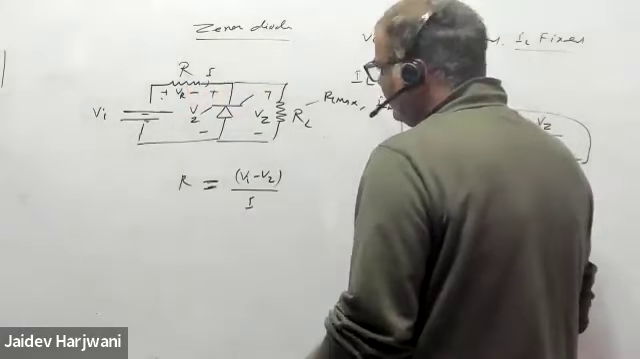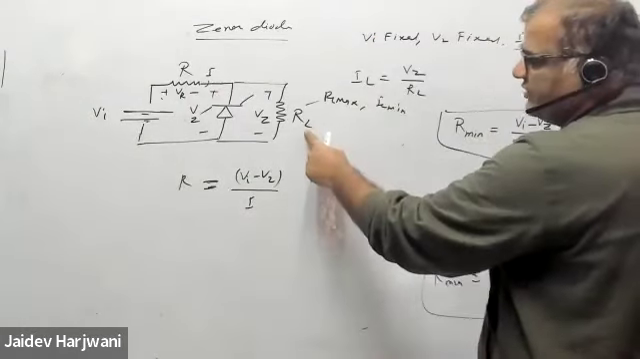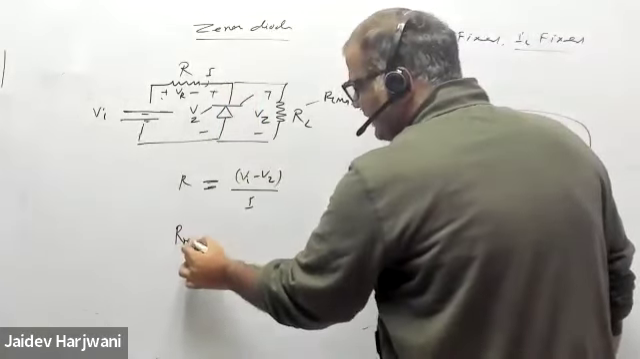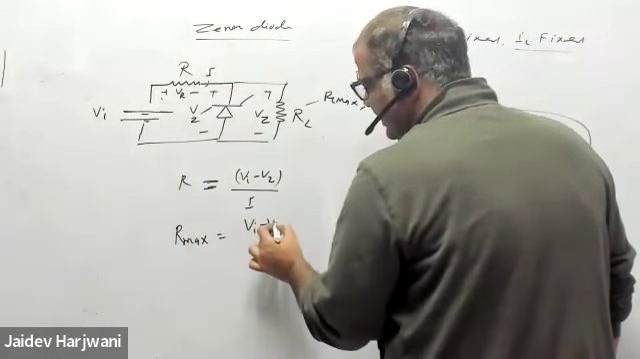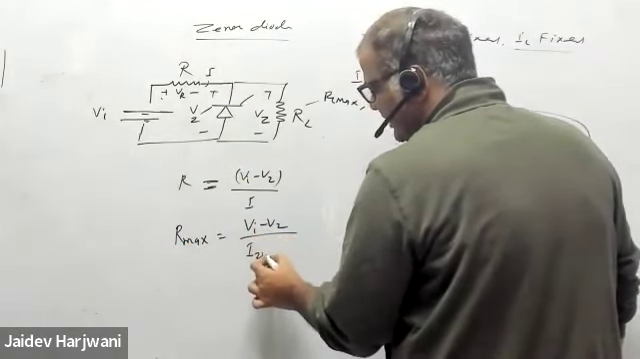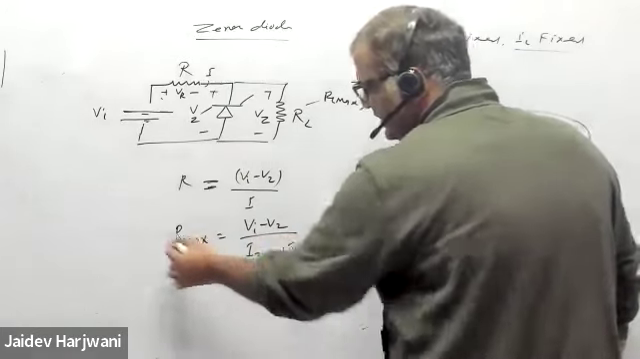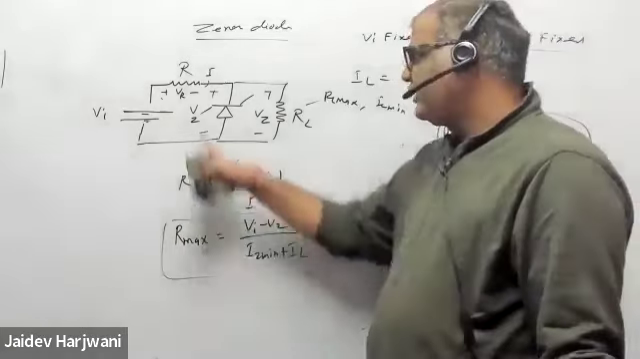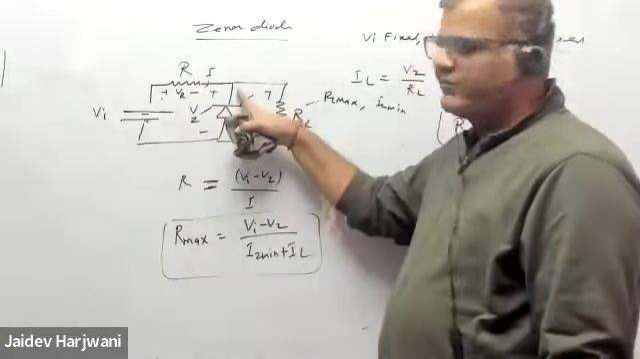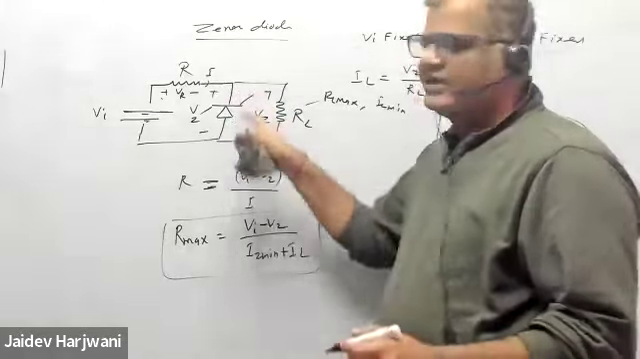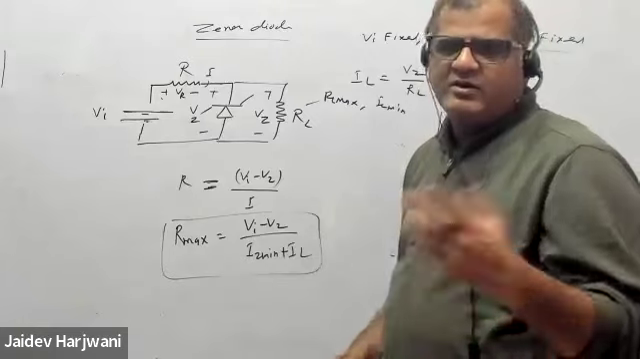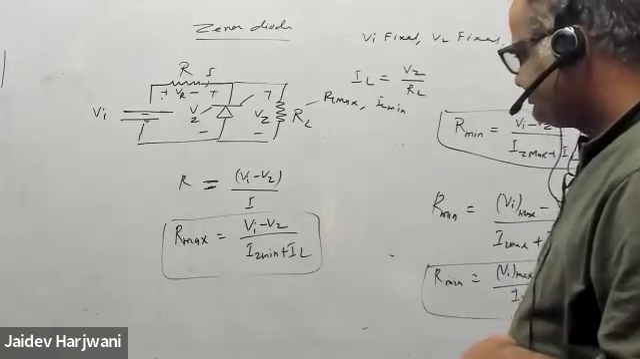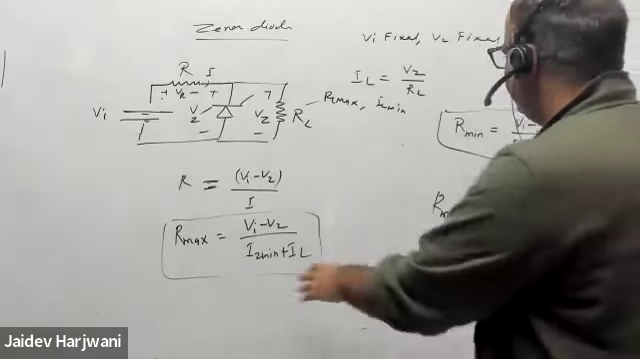Now this RL cannot change. RL is fixed, so automatically this IZ will decrease. So the formula for R max is (Vi minus Vz) divided by (IZ minimum plus IL). If you keep on increasing the R, this will keep on decreasing, and a condition will come where the current will be less than the IZ minimum, then automatically the diode will turn off. So you should remember this formula also.